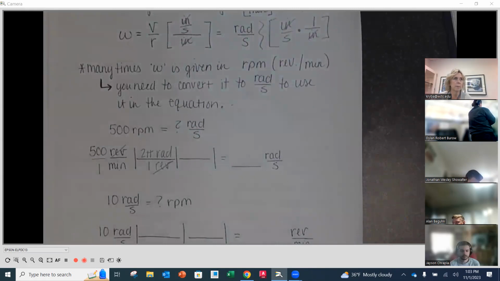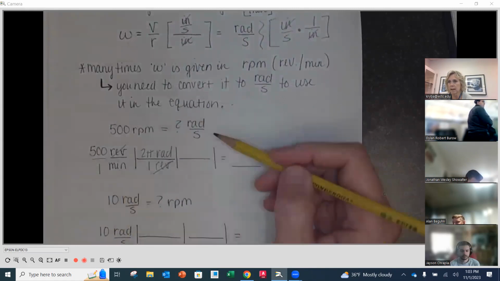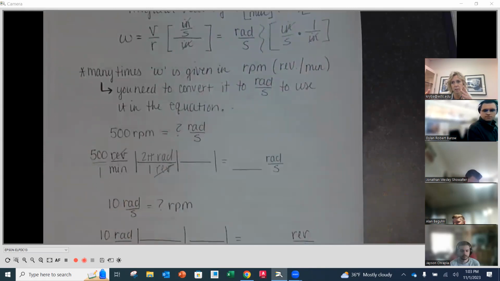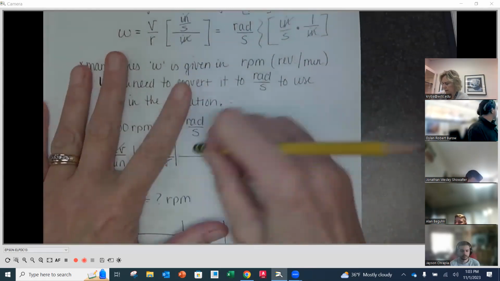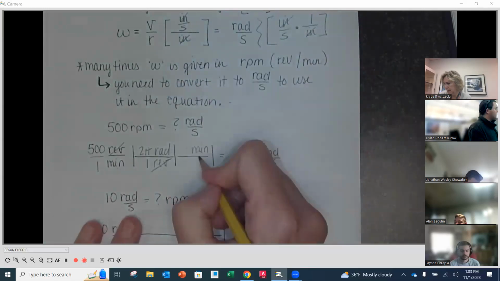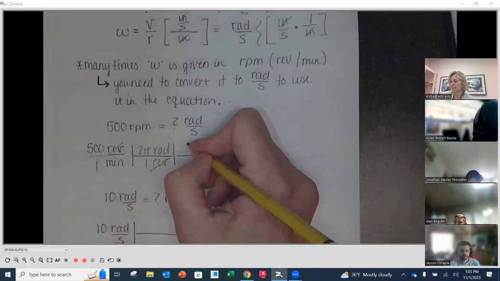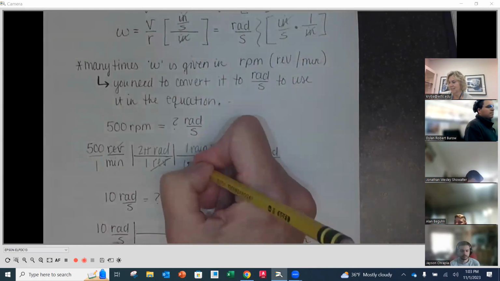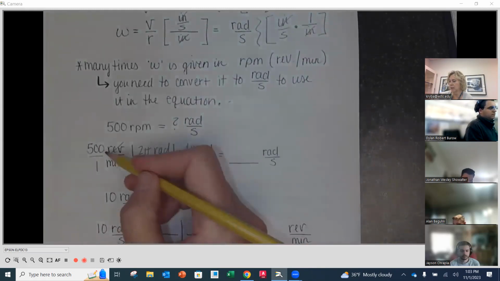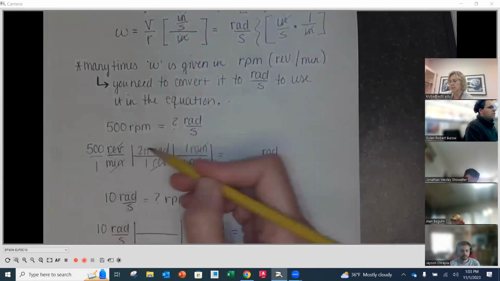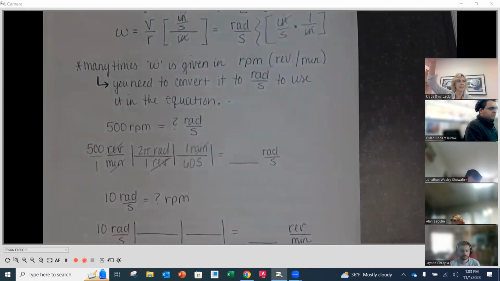I still need to get my minutes into seconds. Notice that my minutes are on the bottom. So am I going to put it in the top or the bottom in this last section? It's going to go in the top, right? Minutes go in the top, and seconds are going to go in the bottom. What are my numbers? 1 on top and what on the bottom? 60 seconds. Then as I look here, multiply across the top, divide by the bottom, minutes cancel. What's not canceled? Radians on top, seconds on the bottom. So radians per second, right?